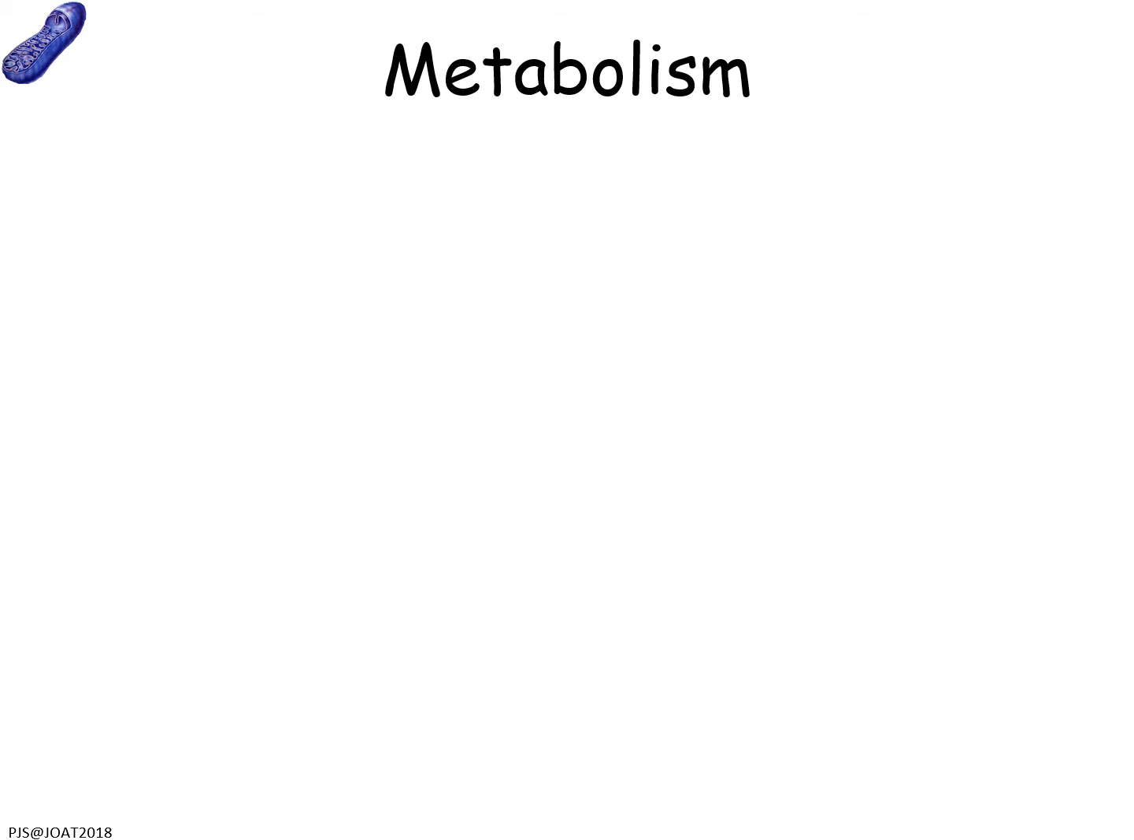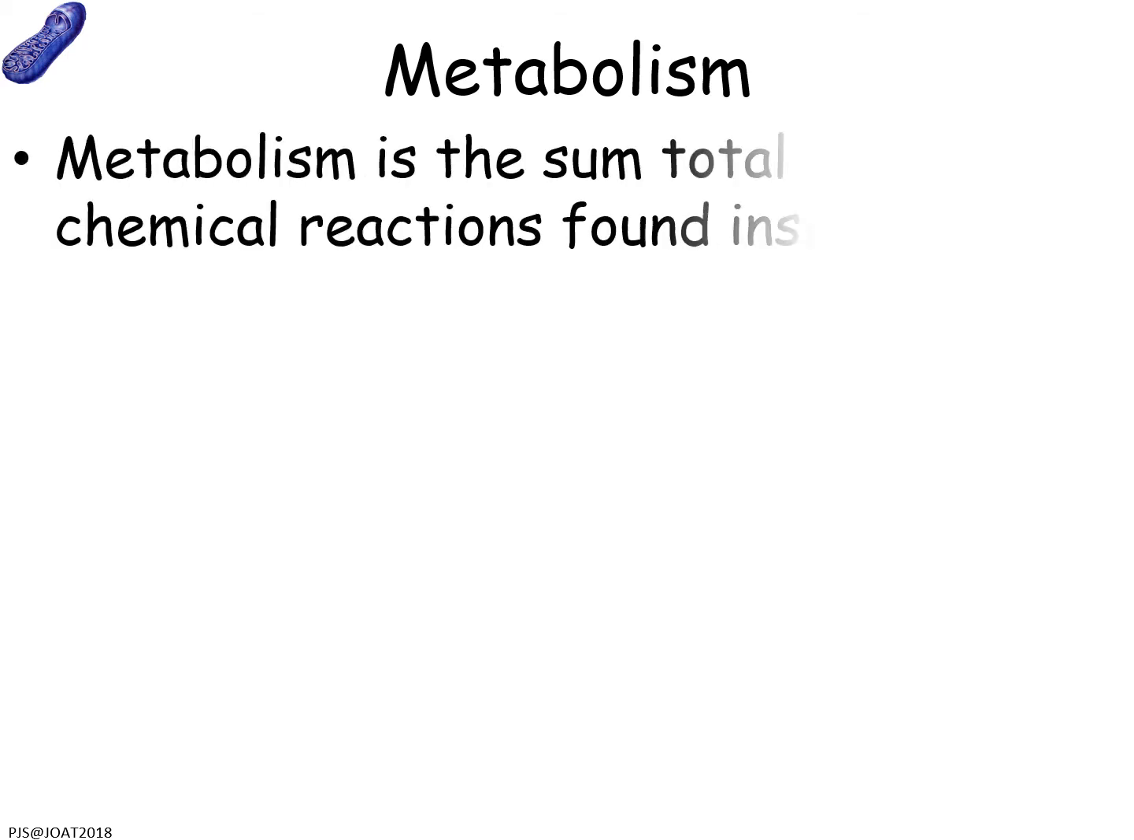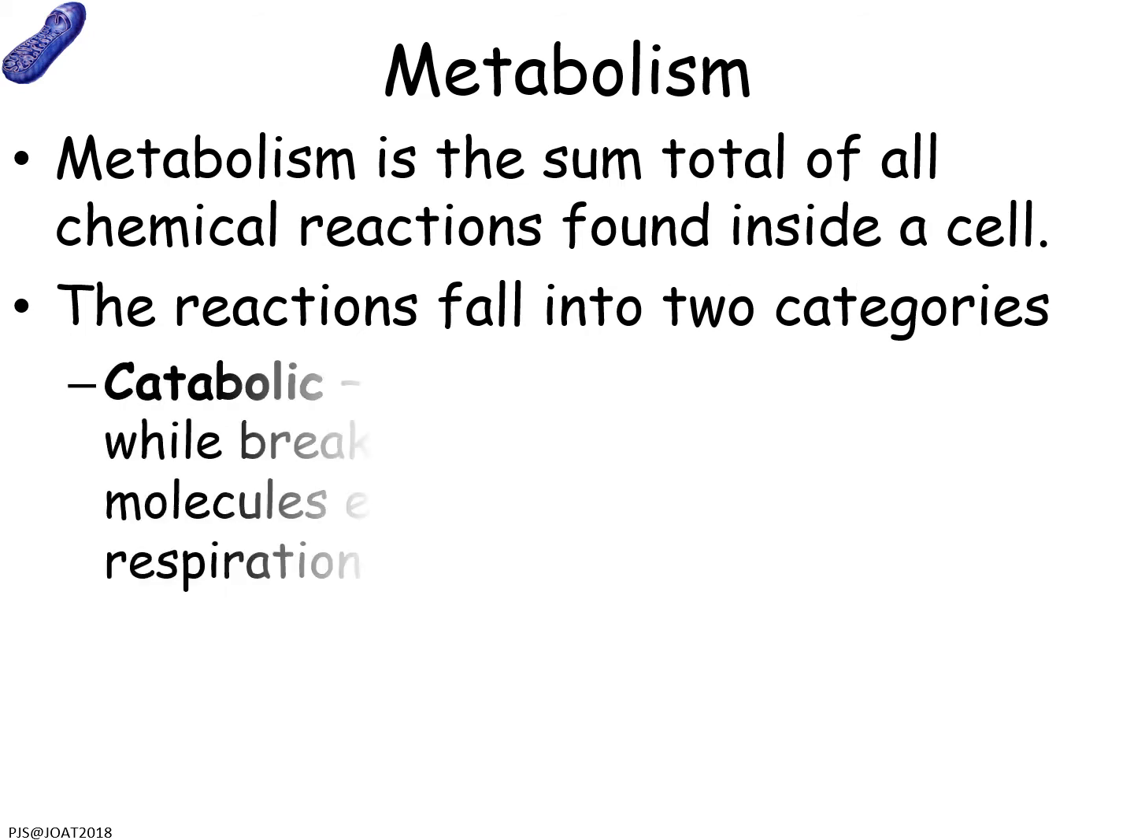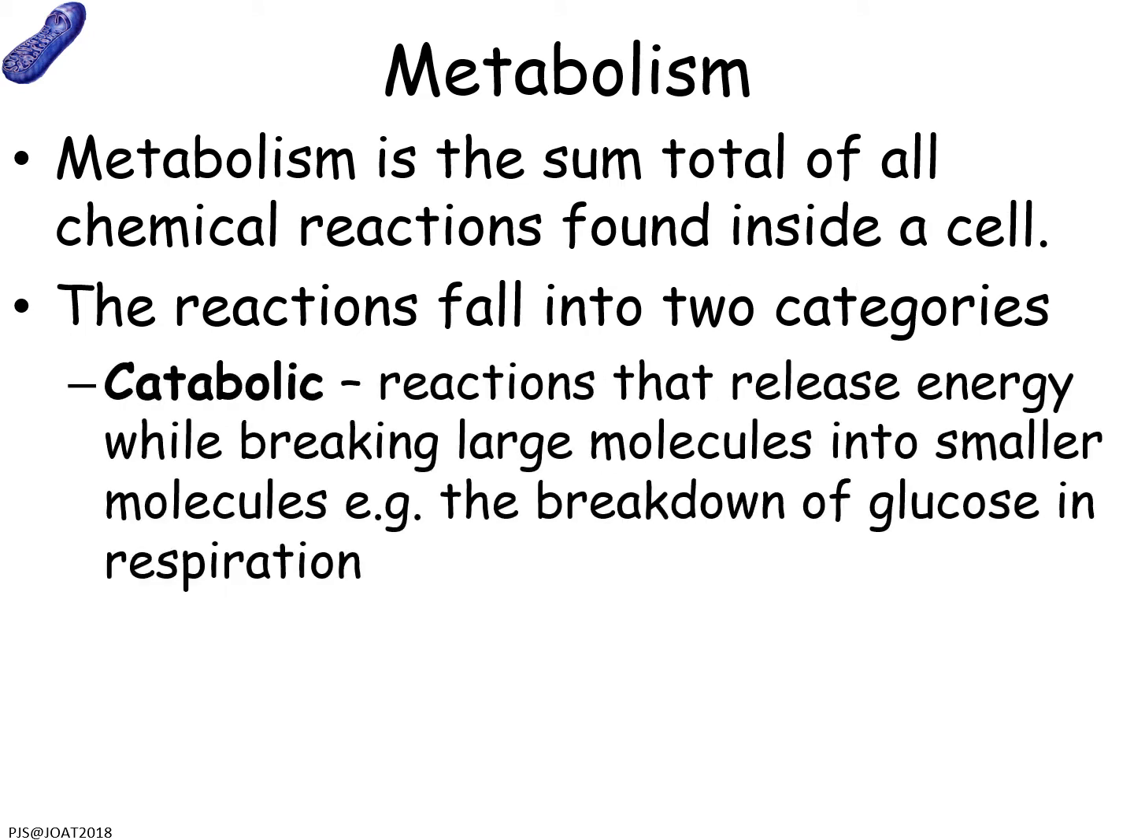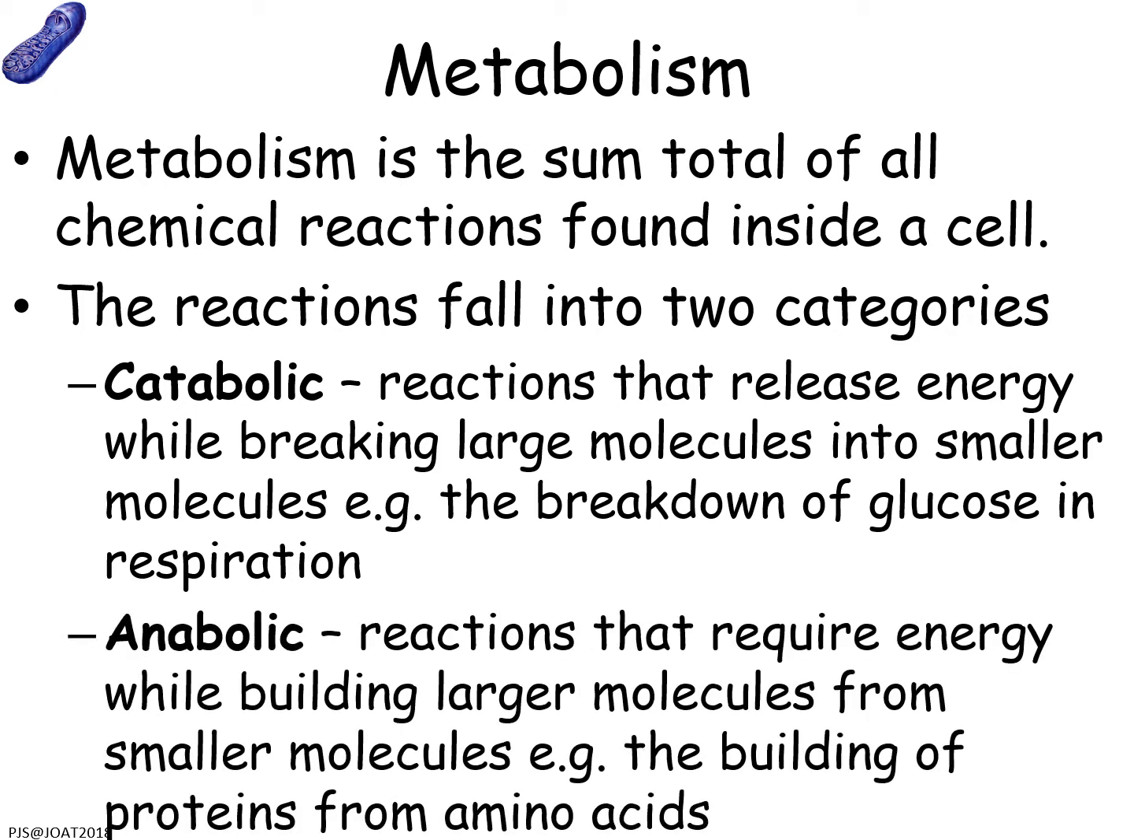So to start off this entire unit we need to look at what metabolism is. It is the sum total of every single chemical reaction that's going on inside the cell. And we split that up in two ways. Our two ways are catabolic, that's reactions that release energy, breaking a larger molecule into a smaller one. The obvious example for that is respiration, which you're going to need to know in quite a lot of detail. And then anabolic, and that's reactions that require energy because you're building larger molecules from smaller. An example of that would be taking amino acids and building them up into proteins. So catabolic and anabolic together give you metabolic processes.